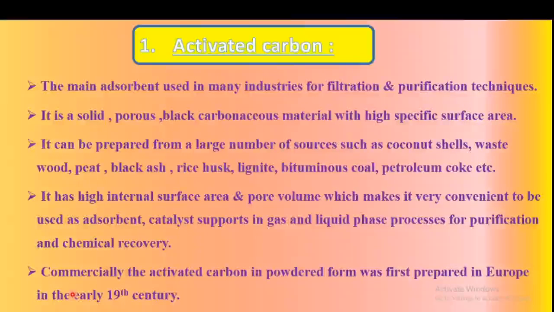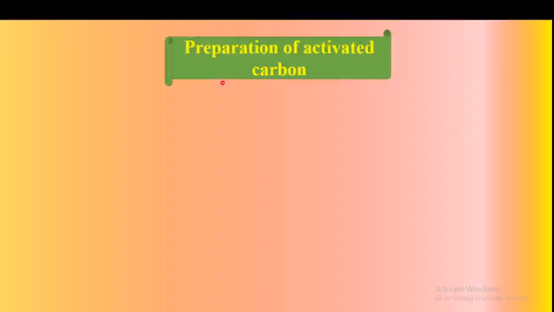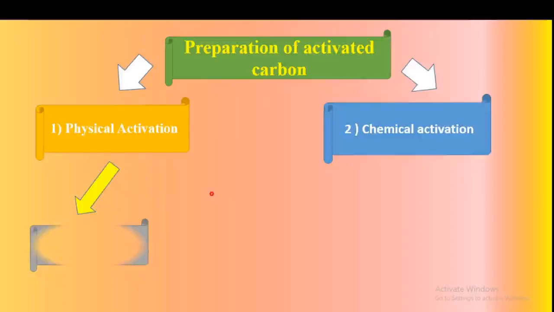So, what are the different methods for the preparation of activated carbon? There are mainly two methods: first is physical activation and second is chemical activation. The physical activation again gets divided into two types: one is called carbonization and the second is called activation. In detail we will study these methods for the preparation of activated carbon.